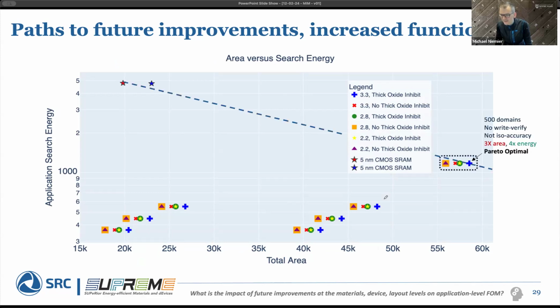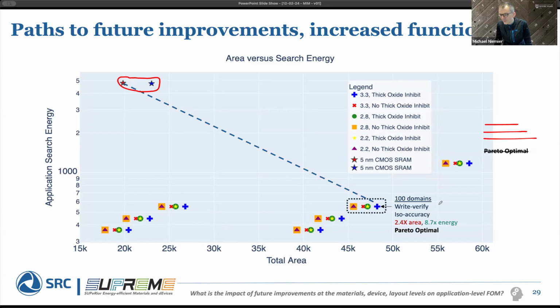So let me go ahead and highlight a few data points here. These were the numbers where we assumed a 500 domain device, no write and verify. It wasn't even iso-accuracy, but at least it looks Pareto optimal versus the CMOS data points that you saw earlier. However, if we introduce the write verify approach, this is also now iso-accuracy, and you still have some energy savings, albeit with some area loss, but this would be Pareto optimal. So then the question that we asked ourselves is, what could we do to try to get out into this corner over here?